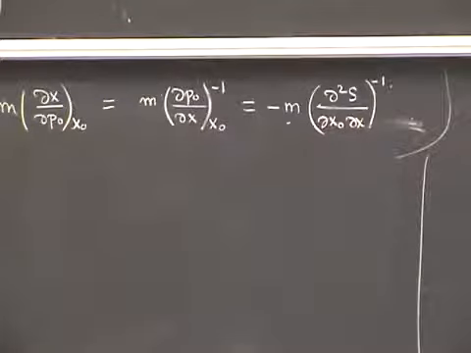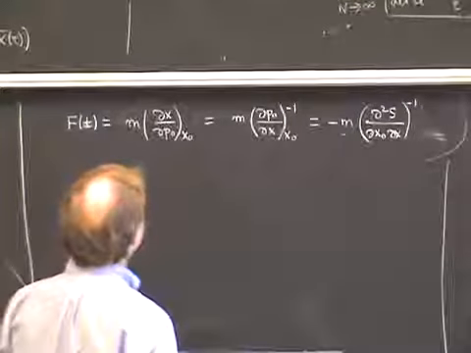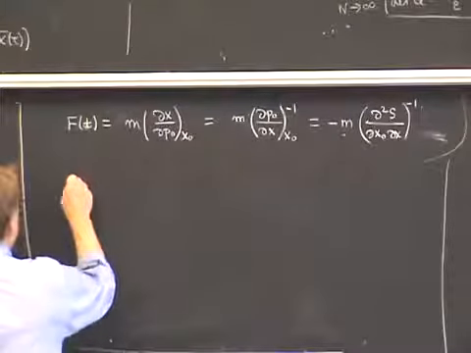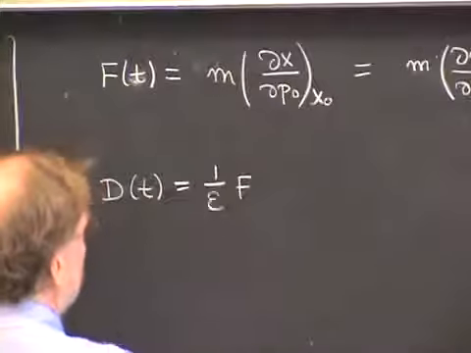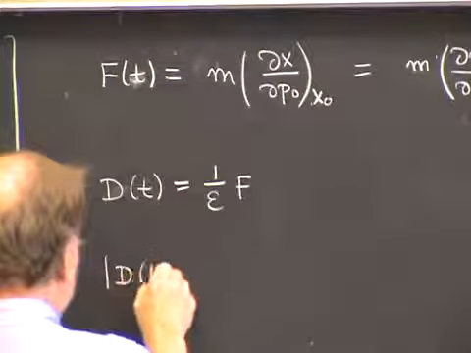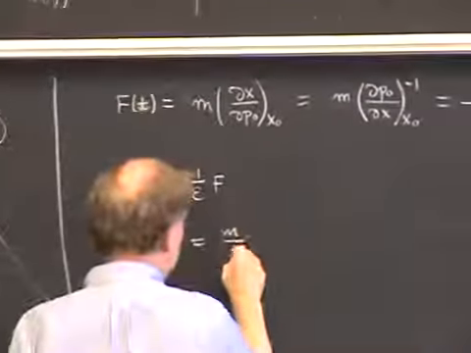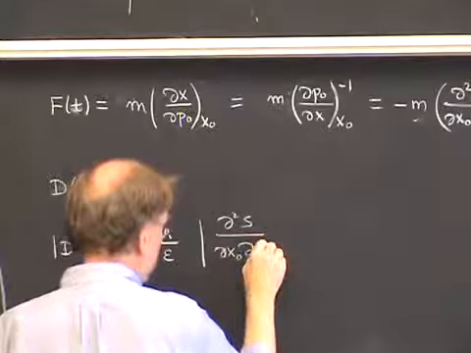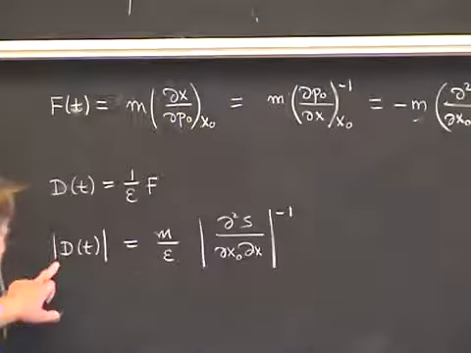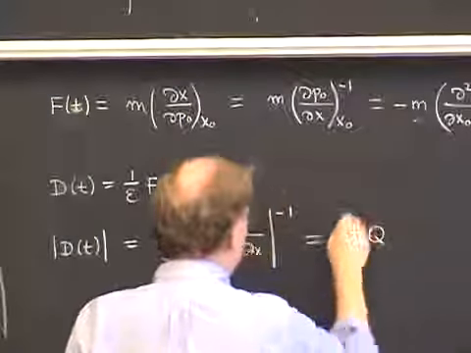And this implies that... gosh, now what have I done here? I've probably erased what I need. The d, t was going to be 1 over epsilon times f. And so the absolute value of d of t, which is that determinant that's needed in the matrix, is m over epsilon times the absolute value of b squared s dx0 dx1 or dx to the minus 1 power. And this is the same thing as this determinant of q, and the limit then goes to infinity.